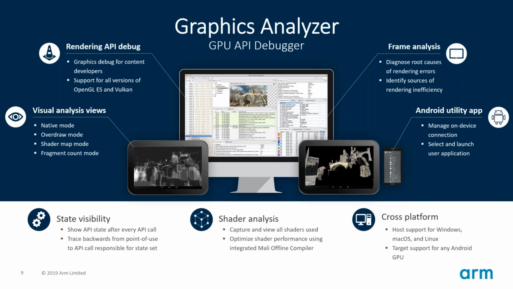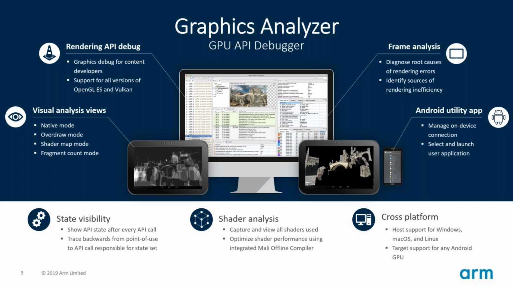Graphics Analyzer is a GPU API debugger. So it sits between the application and the graphics driver and captures all of the information being sent into the graphics API, both for OpenGL ES and for Vulkan. It can also capture output from the GPU. So, for example, capturing the frame of rendering on a draw call by draw call basis, so you can see how the frame is being built up.